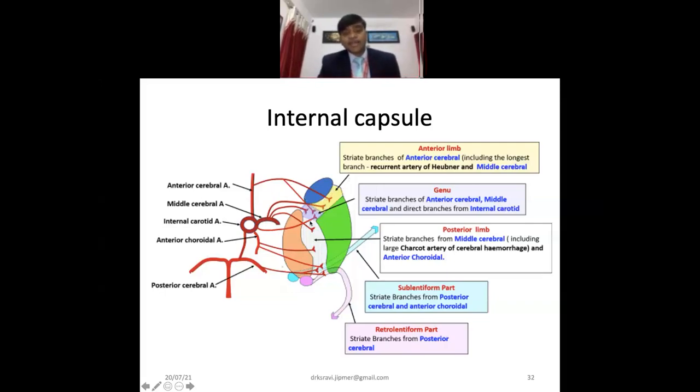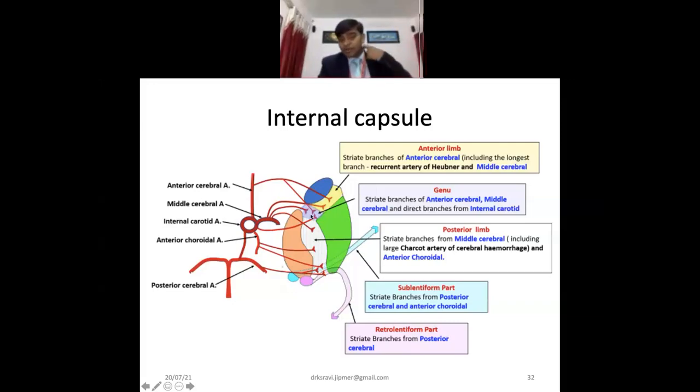Then coming to the genu of the internal capsule, you can appreciate over here, striate branches from the anterior cerebral artery come and will supply the genu, right? Similarly, over here this is the middle cerebral artery. From this middle cerebral artery, we have the branches which come and supply the genu. So the genu is also supplied by the anterior cerebral artery, the middle cerebral artery, and apart from that, even direct branches from the internal carotid artery will come and supply the genu of the internal capsule.